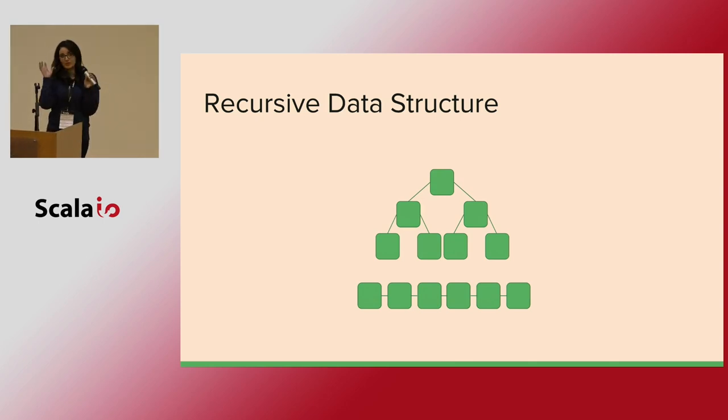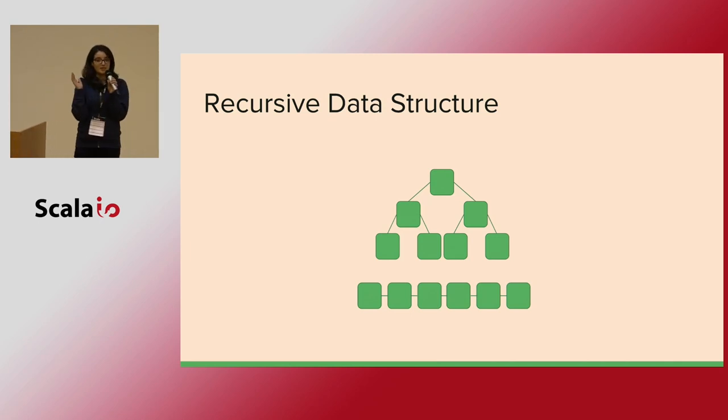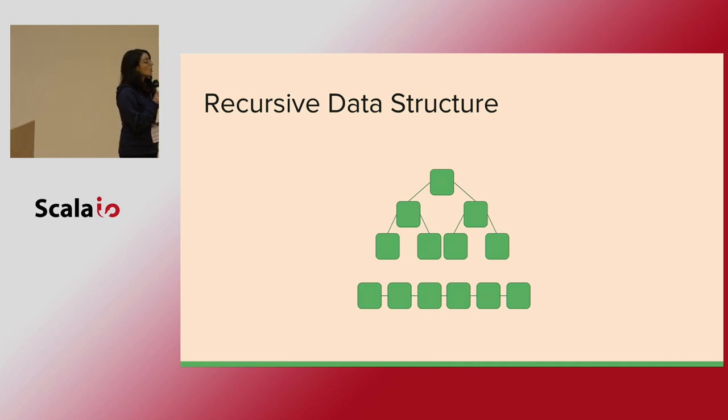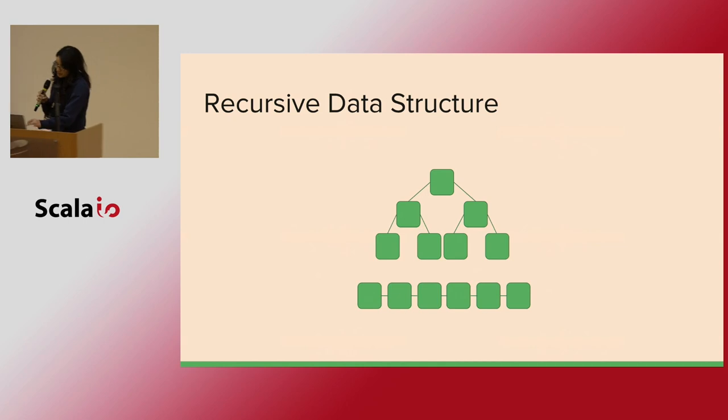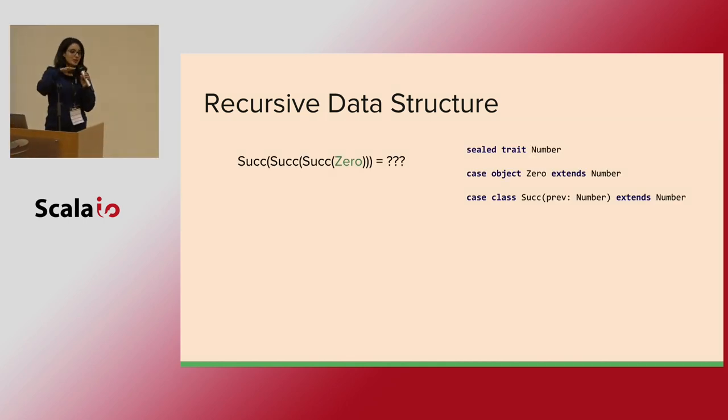We have, for example, in our daily programming life, we face recursive data structures like lists and binary trees, and we call a recursive data structure when we have a type which refers to itself. So let's see an example. For example, a number can be either zero or the successor of another number. The successor of another number refers to itself, so it is a recursive data structure.